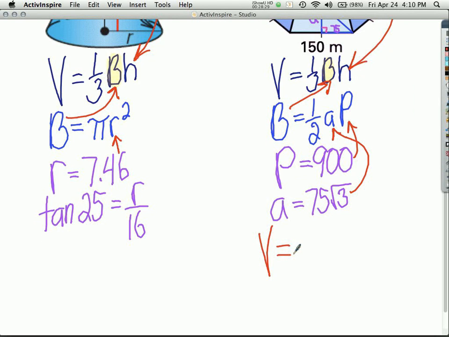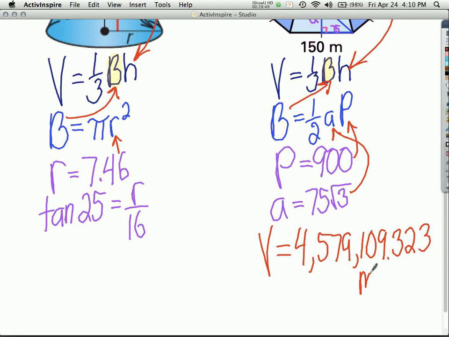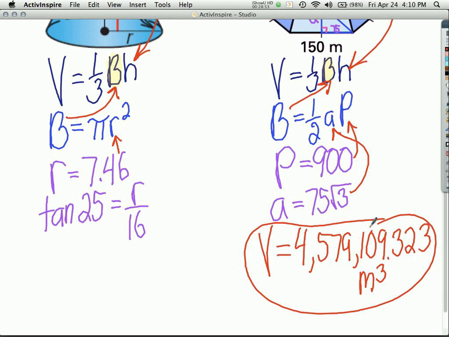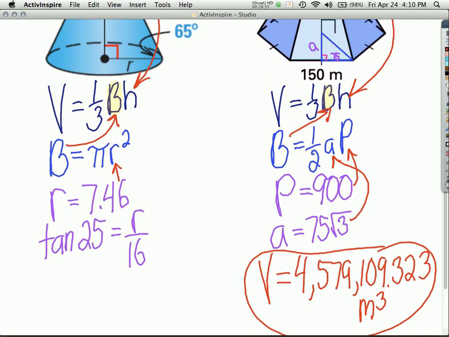Got one person who got it? I heard a bunch of people just muttering some numbers. Go ahead, what'd you get? I want you to say the number the way it's supposed to be said. 4,579,909.323 cubic meters. That's it. This is one gigantic hexagonal pyramid.